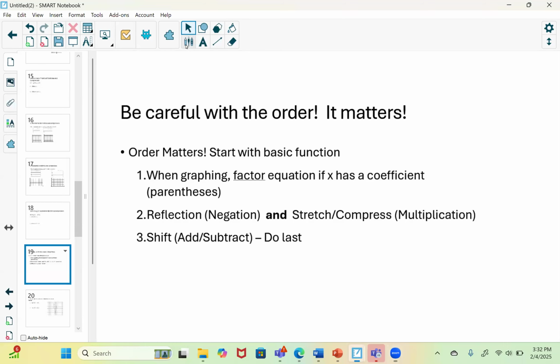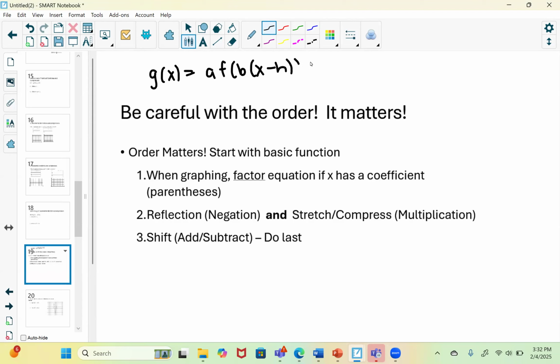So in this video, we're gonna put all of our transformations together and practice doing them at the same time. So we had all of these types of transformations. We had multiplying by A on the outside, and A could be positive or negative. If it's negative, it's gonna reflect it vertically.